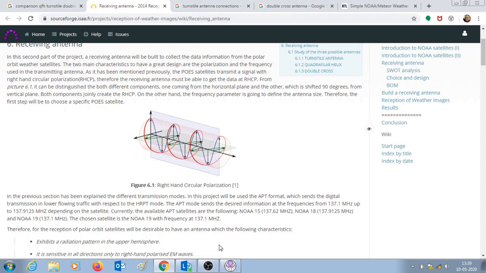In this video, we'll be looking into different options for the antennas for receiving images from weather satellites like NOAA 15, 18, 19 and Meteor M2.